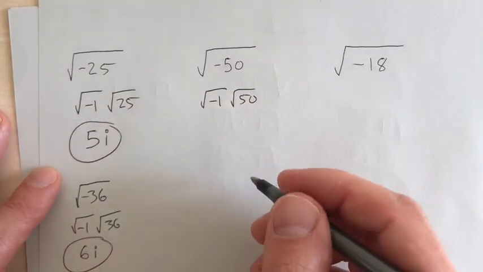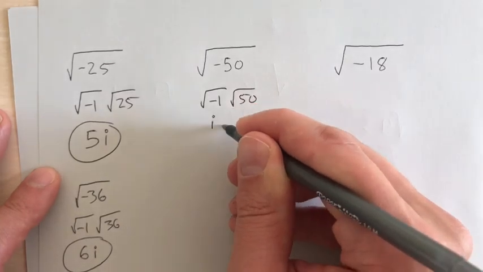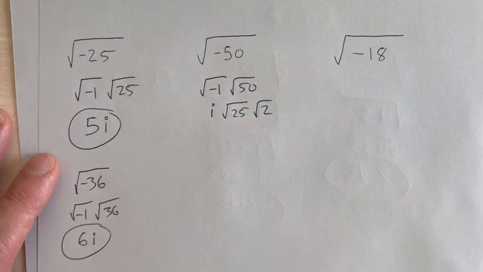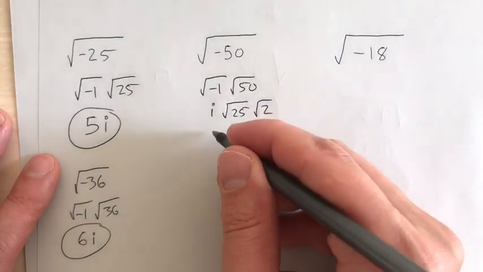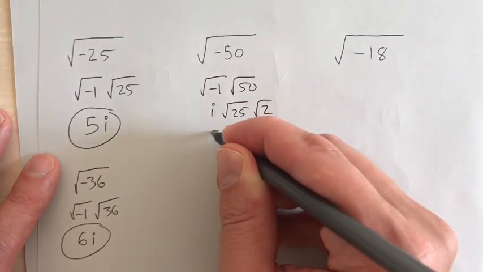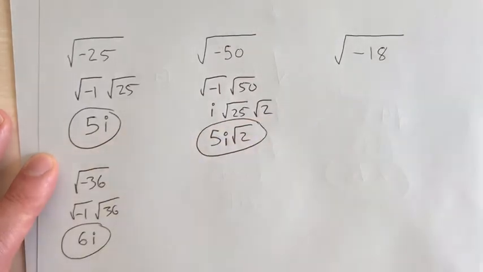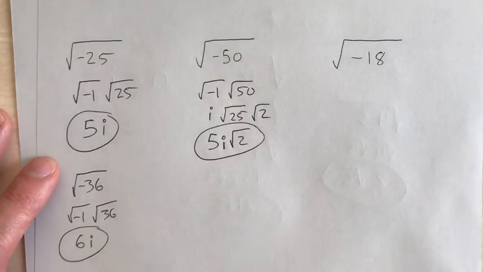Well, I know this is just going to give me i, right? And I know that the square root of 50 can be broken down into the square root of 25 times the square root of 2 from last time. So this ends up being the square root of 25 is 5, times i, times the square root of 2. So this would be the exact version of what the square root of negative 50 is.